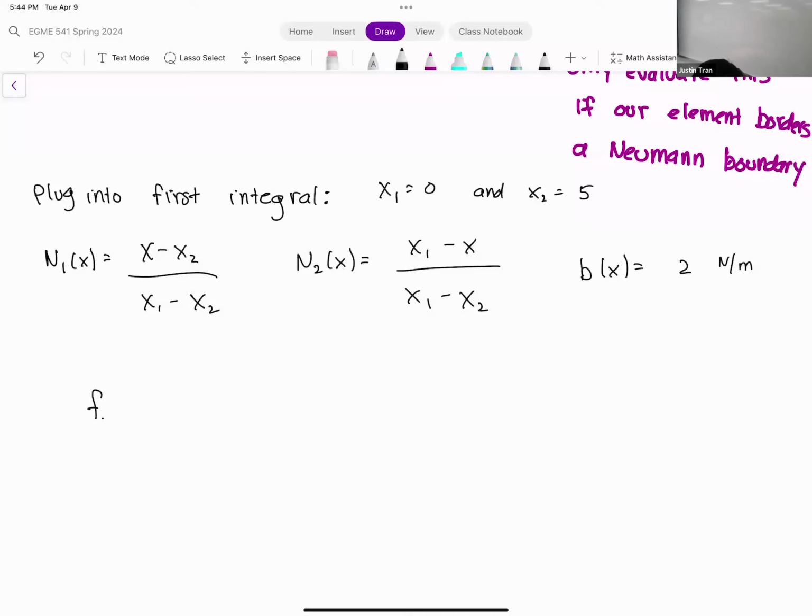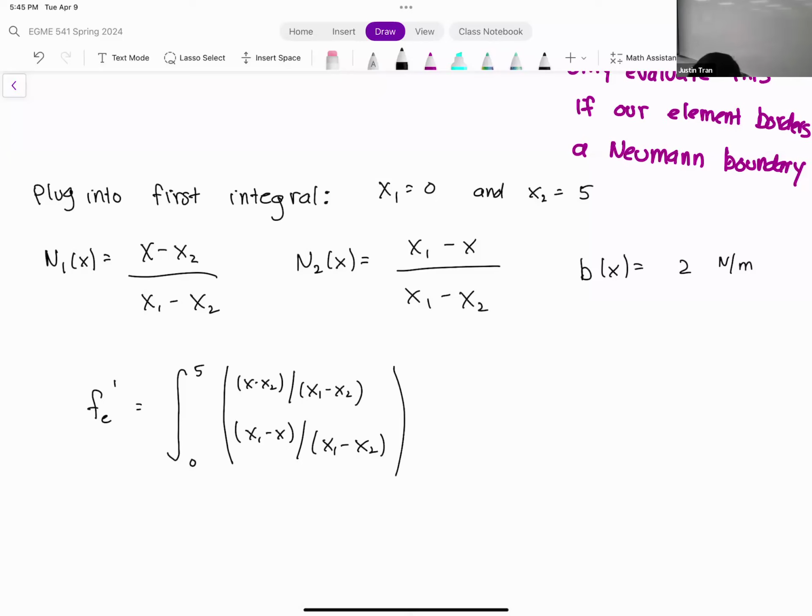So Fe for element 1 is equal to the integral from 0 to 5 of a column vector of n1 and n2. So we have x minus x2 divided by x1 minus x2, then x1 minus x divided by x1 minus x2. Our b of x here is just 2, and we're integrating with respect to x, dx right there.